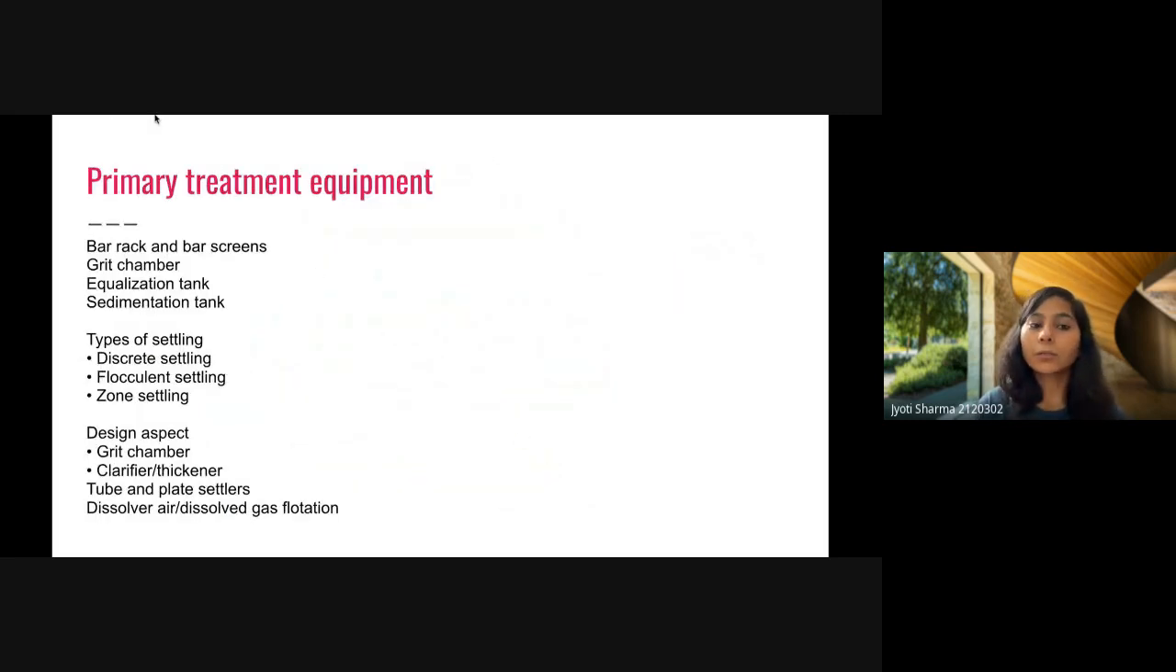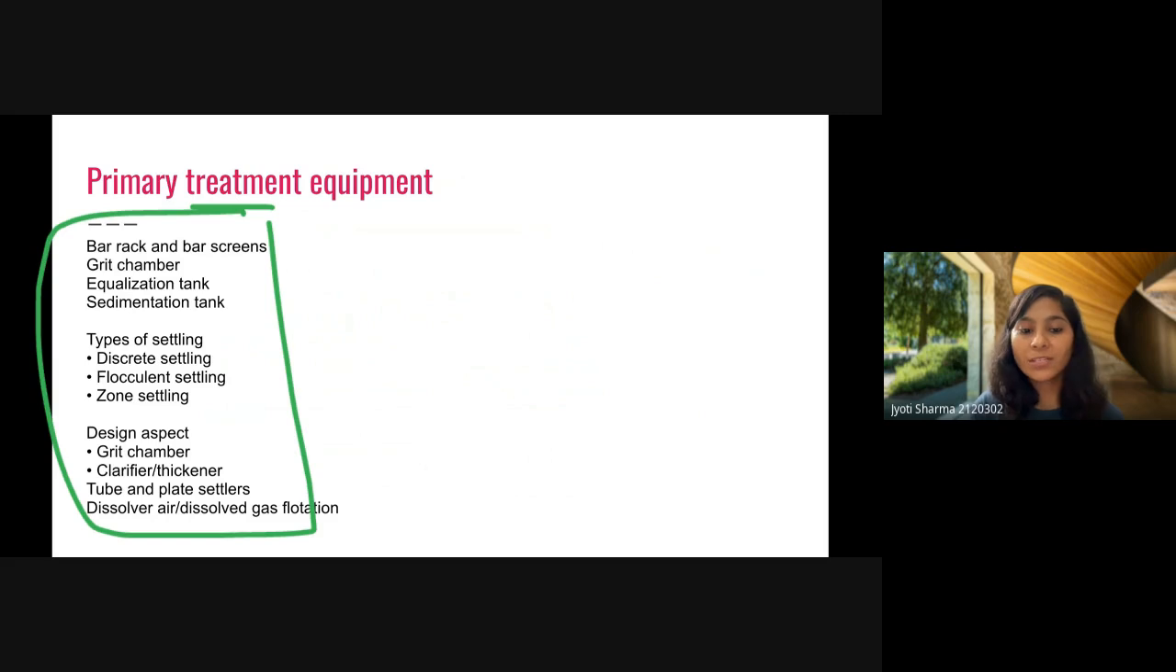Okay, so we are done with our primary treatment. We have talked about all this. Now we are moving to the secondary treatment.